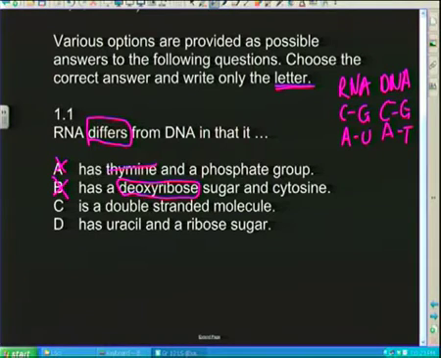Number C is a double-stranded molecule. If we looked at our differences in RNA and DNA, one of the first things you would have said is that RNA is a single strand, whereas DNA is a double strand. So there we go. Which leaves us with the last answer, number D, has uracil and a ribose sugar. I did mention, yes, it has uracil and ribose. Remember, RNA, R stands for ribose. So the answer that you should have had is number D.